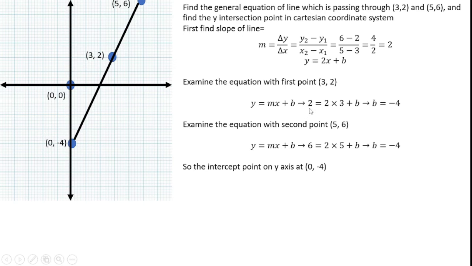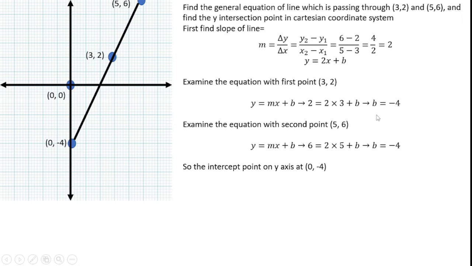For y there is 2, and m I determined as 2, so I substitute 2. What is the x value? 3. So 2 is equal to 2 into 3 plus b, where b is the y intersection value. I don't know the y intersection value, so I directly put the notation b. So I get b is equal to minus 4.